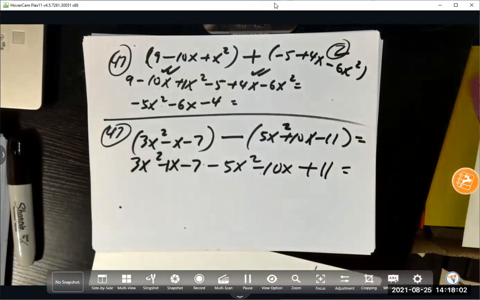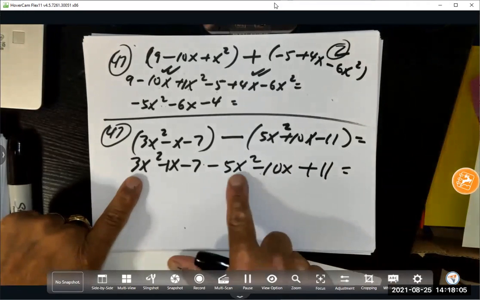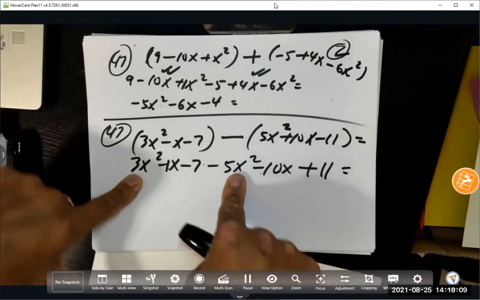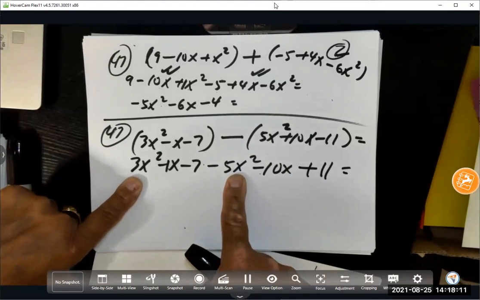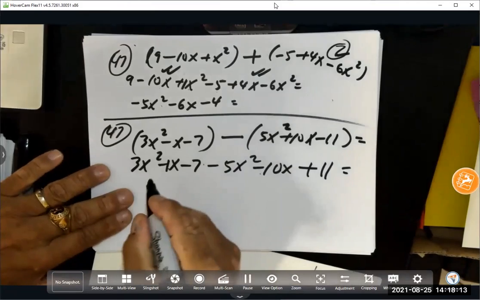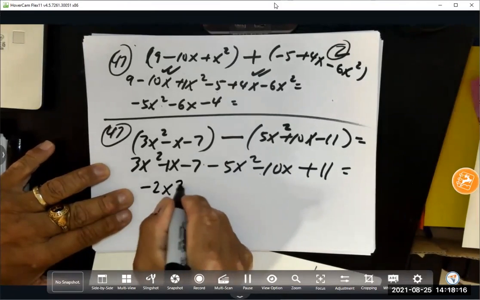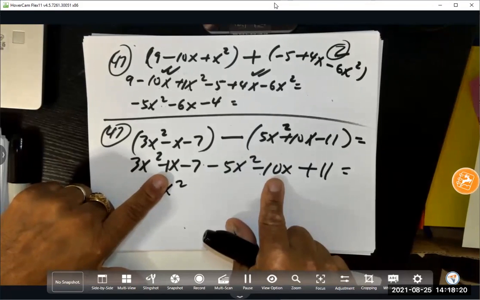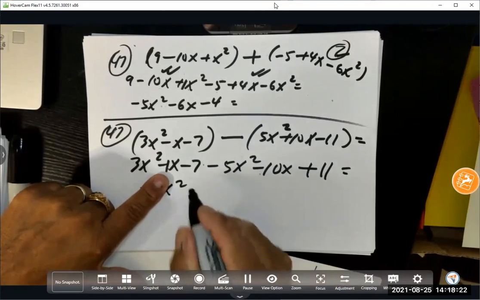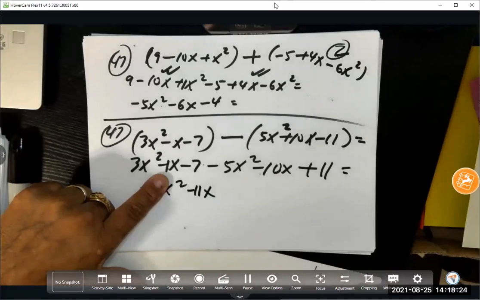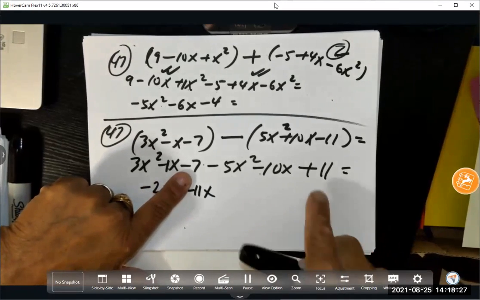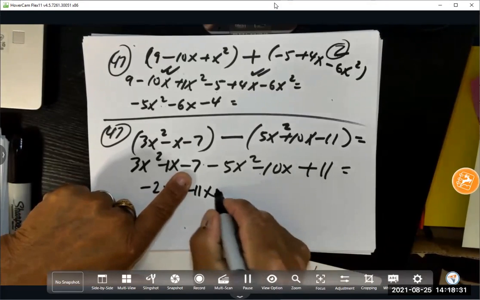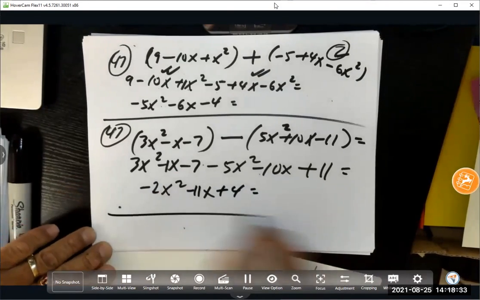So now, show me, what is this? What's 3x squared minus 5x squared? Negative 2x squared. And what's negative 1x and a negative 10? A negative 11x. There you go. And the last part, a negative 7 and a positive 11: positive 4.